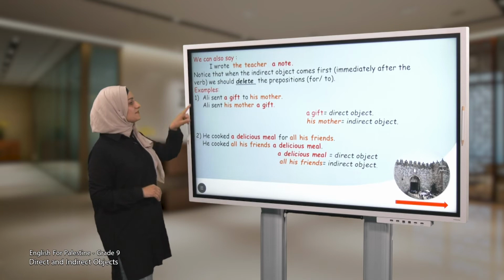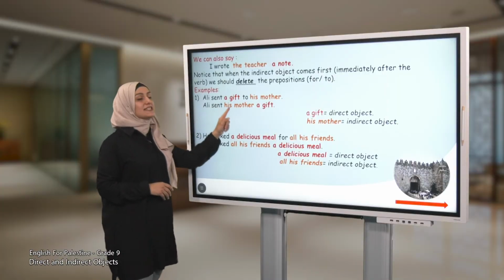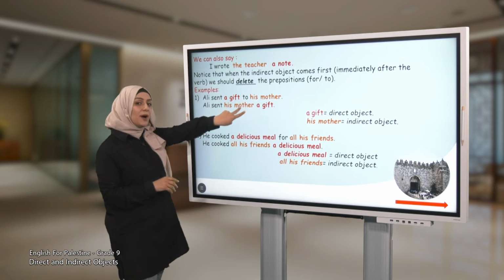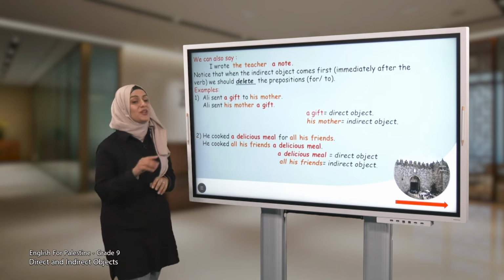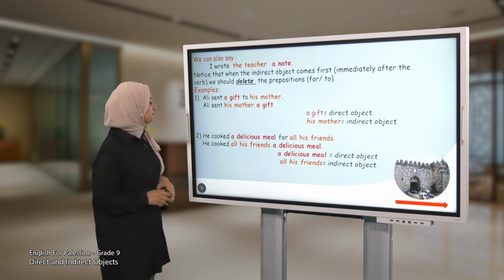Other examples. Ali sent a gift to his mother. A gift is a thing. It is the direct object. His mother is the indirect object. Now, can we say it in another way? Yes, we can. Ali sent his mother a gift. Here, we change the positions of the direct and the indirect objects, but we removed the preposition to or for.